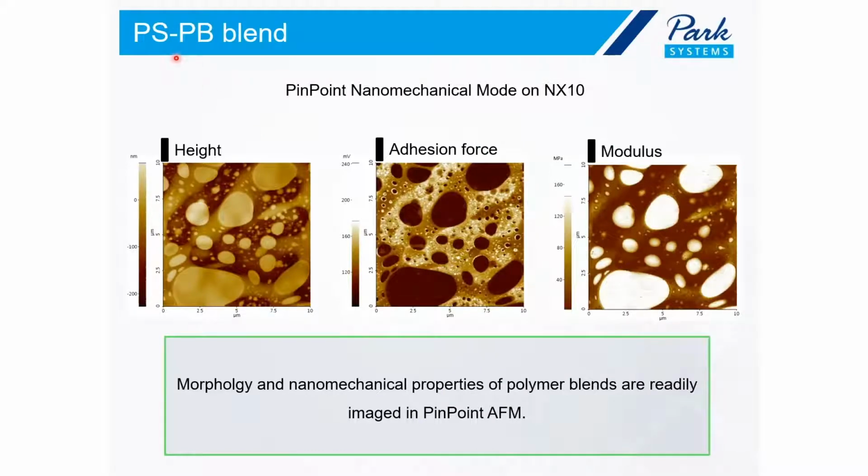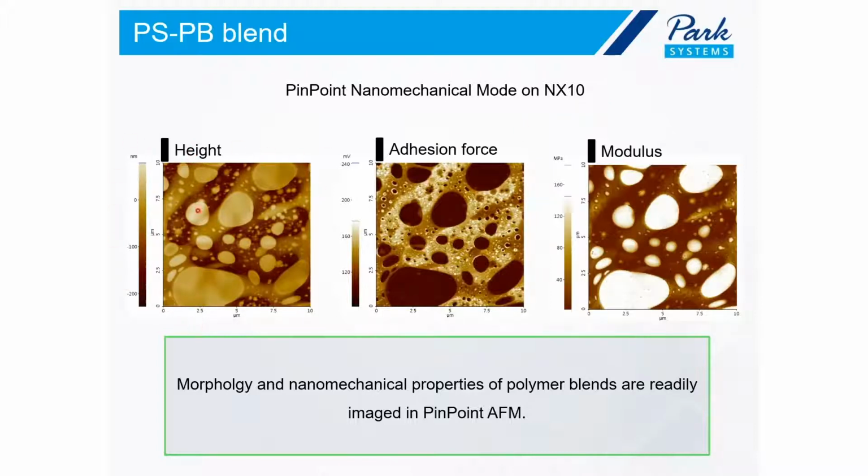This is an example of a binary blend of polystyrene and polybutadiene. These two polymers were dissolved in a solution and deposited on a silicon wafer surface. These images were acquired in PinPoint nanomechanical mode, which I will talk about further on in the talk, on an NX10 system by Park.